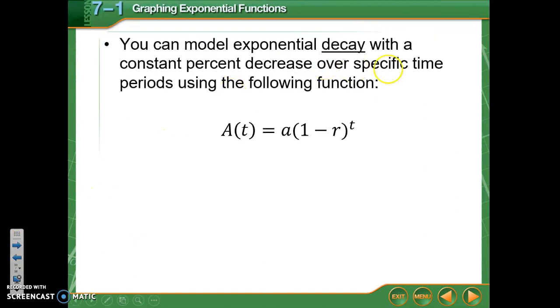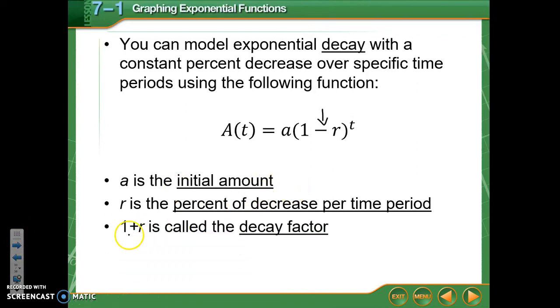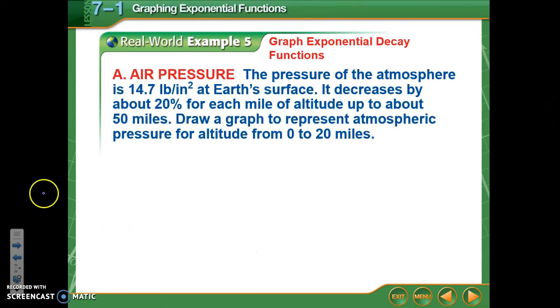Okay, just like with exponential growth, we have almost the exact same equation for exponential decay, except I do 1 minus my rate instead of 1 plus my rate. But otherwise, my variables are the same. a is the initial amount, r is the percent of decrease, and then 1 minus r is called my decay factor. So let's at least get this equation set up here.